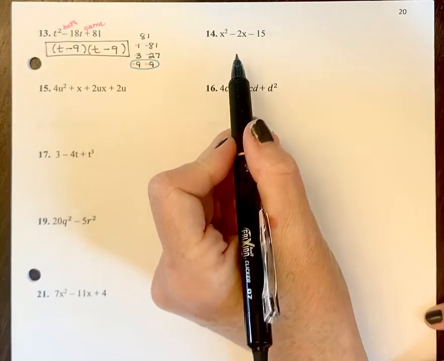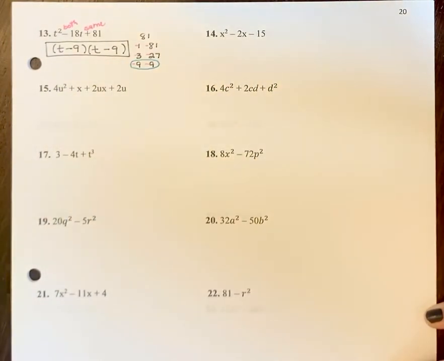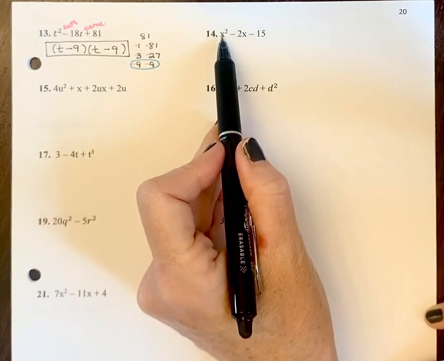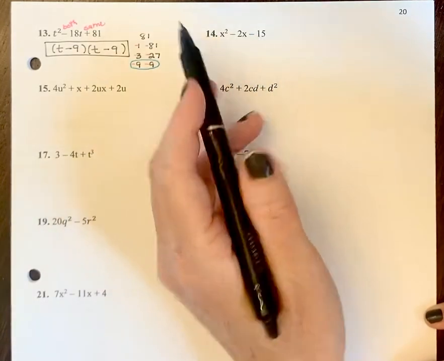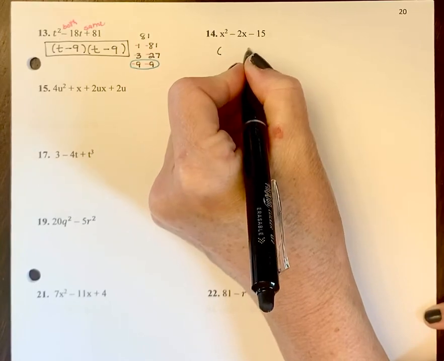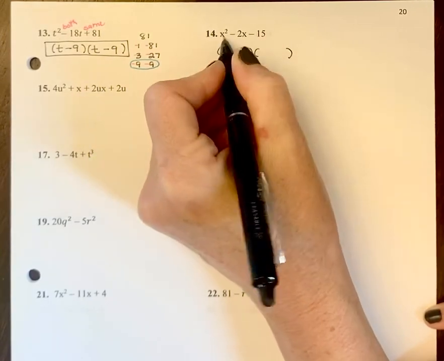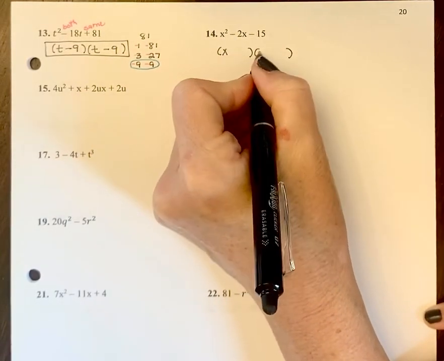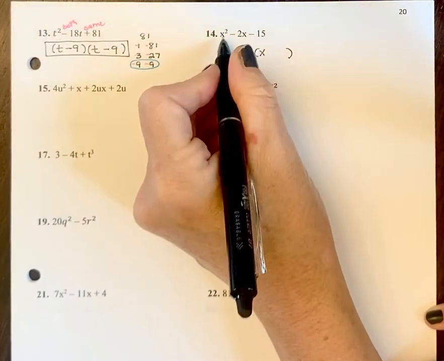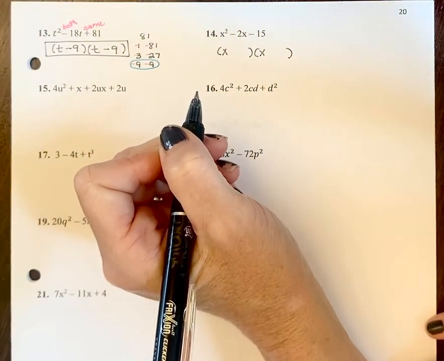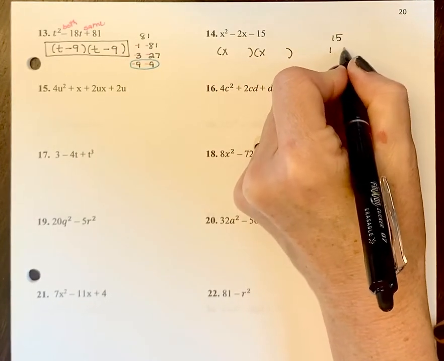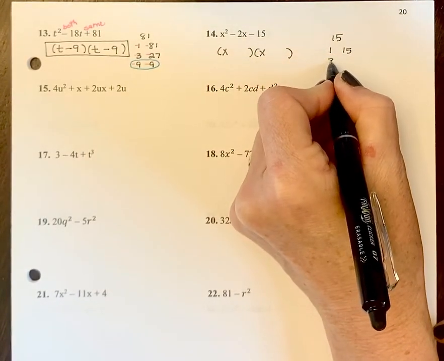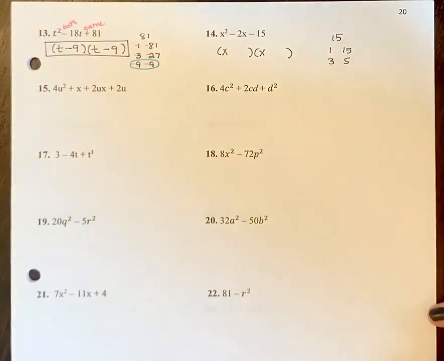Okay, number 14, it's a trinomial, so we need to check the lead coefficient. The lead coefficient is a 1, so we're going to do the same thing. We're going to just go ahead and jump straight to writing our answer. What multiplies to give you an x squared? X times x does, so that goes in the first spot. Okay, then we list the factor pairs of 15. That's 1 and 15. 2 won't go into it, and then there's a 3 and a 5.